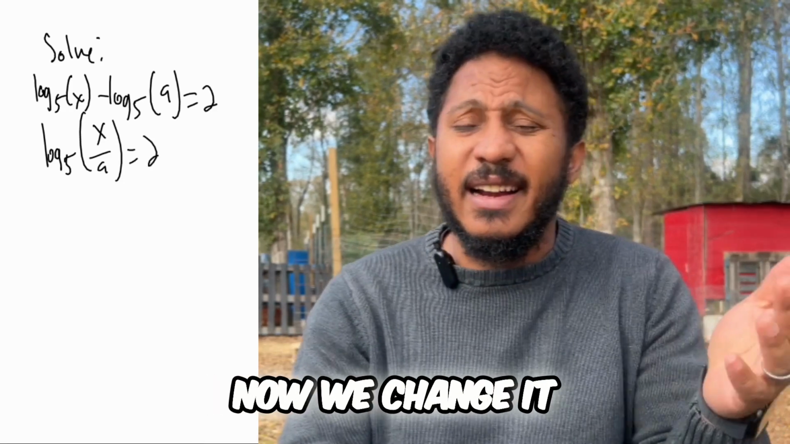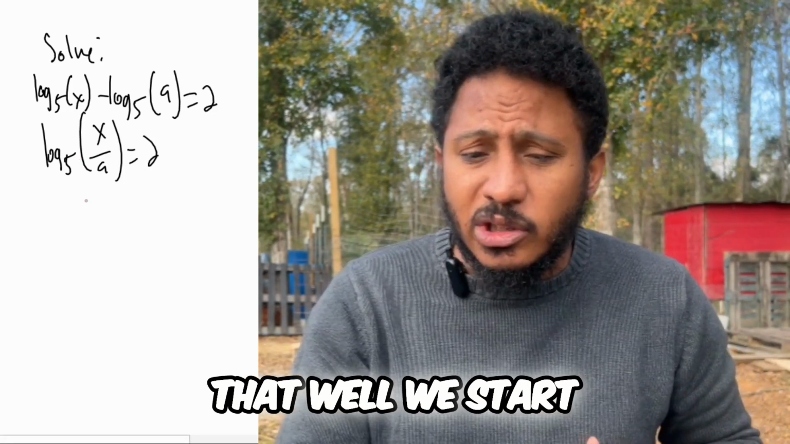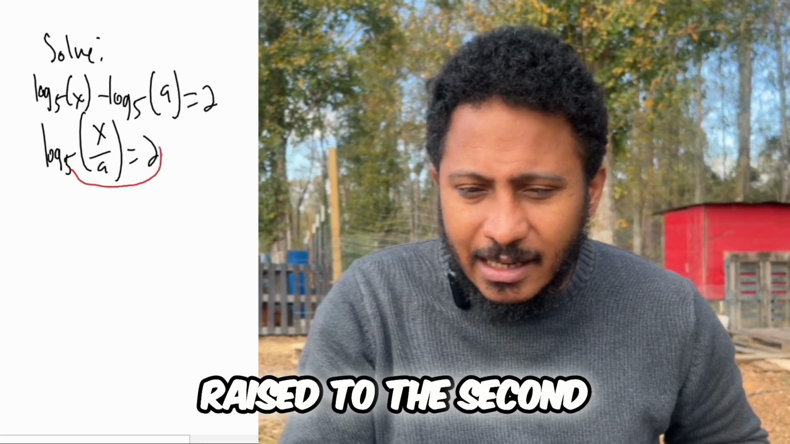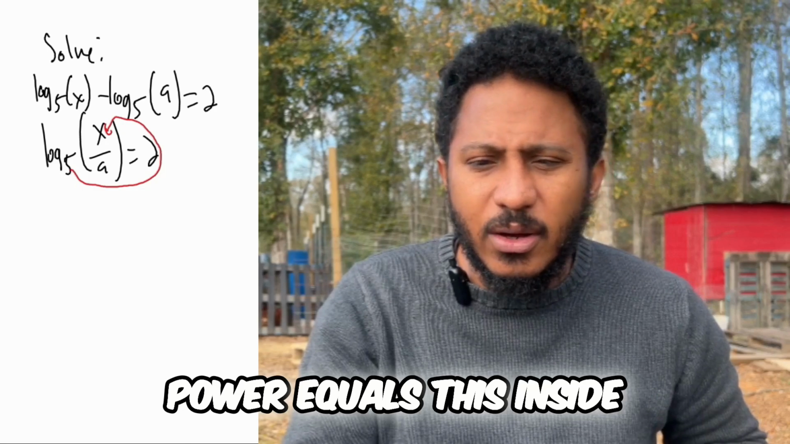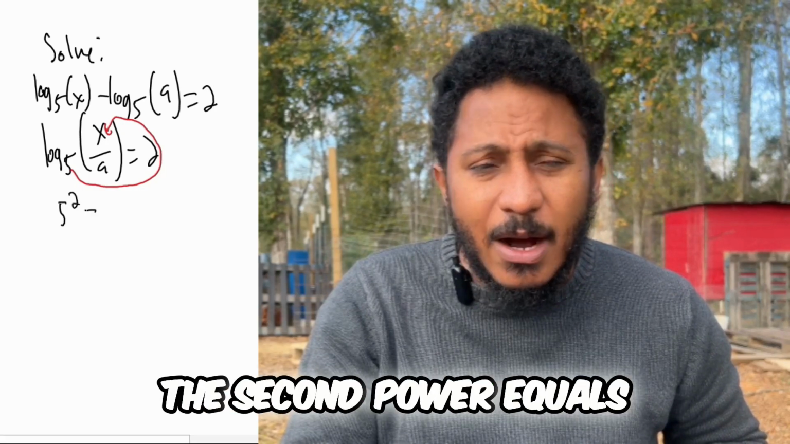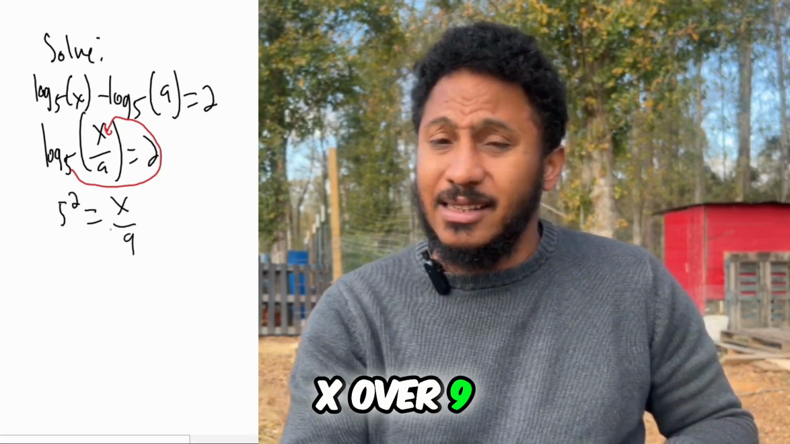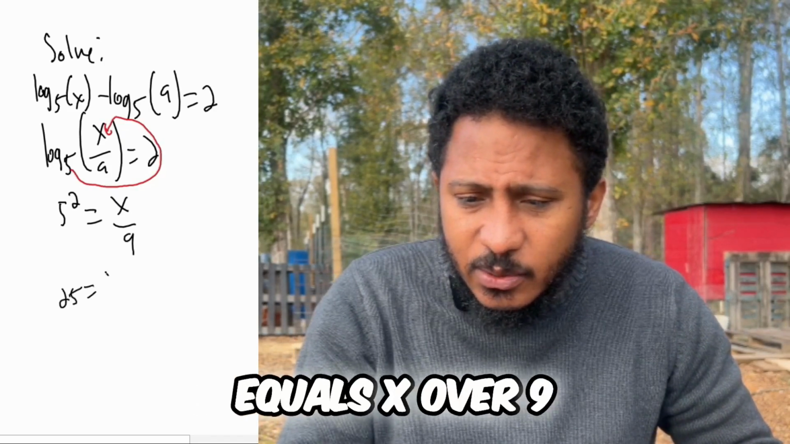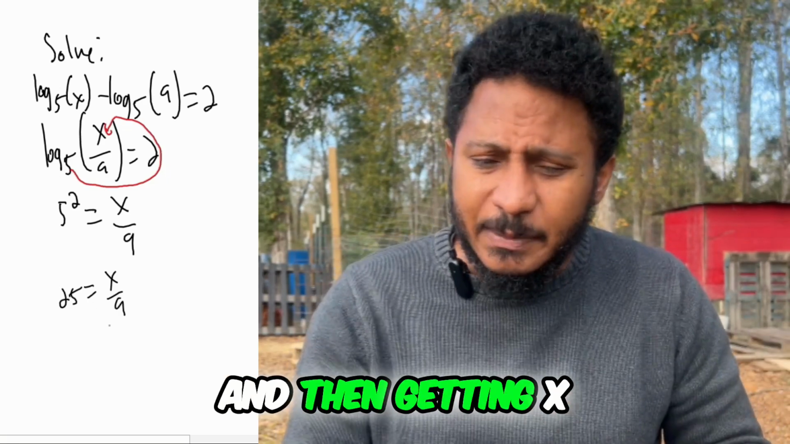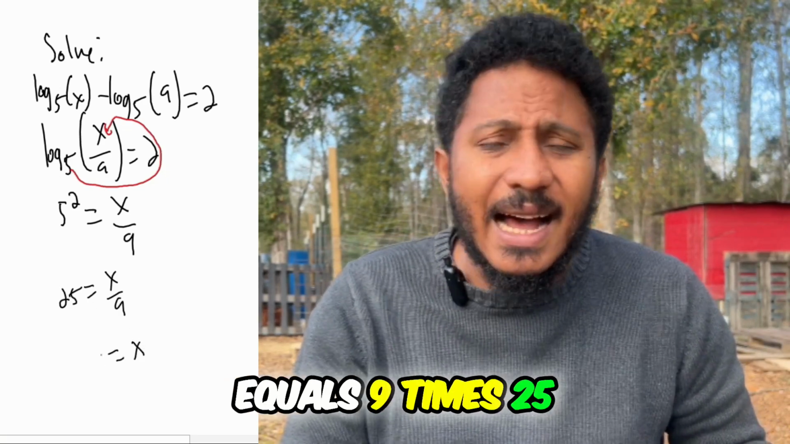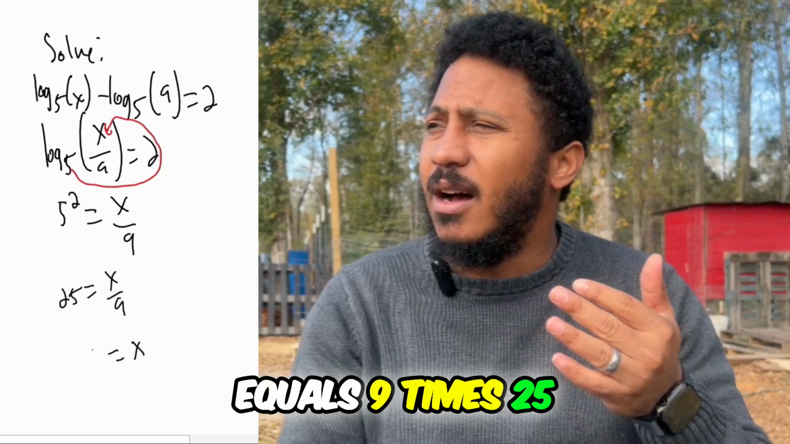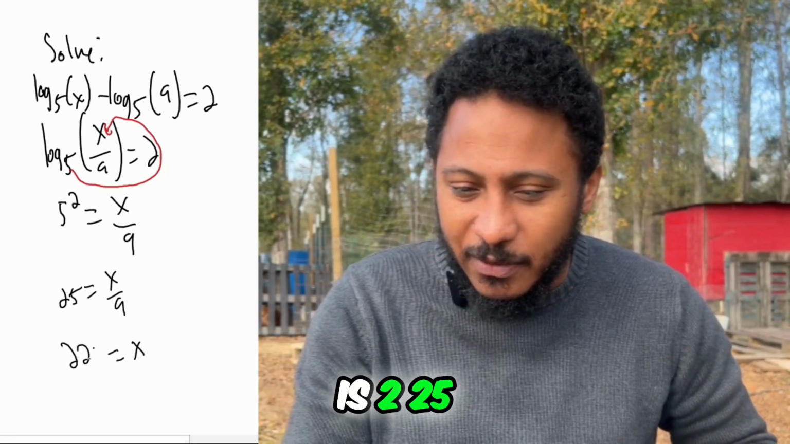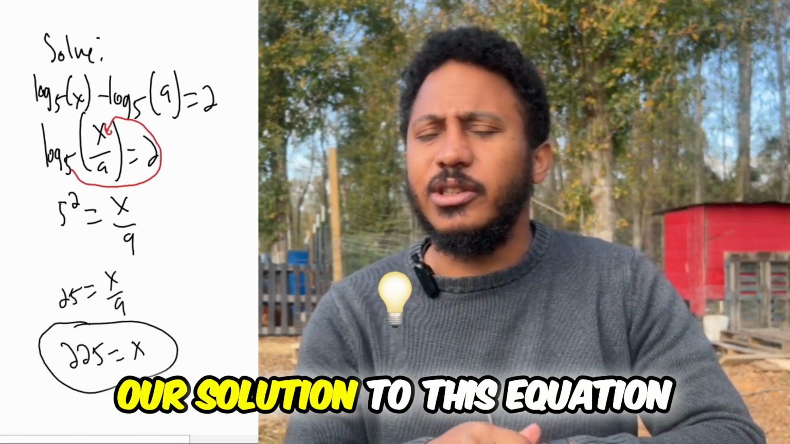And now we change it to an exponential equation. How do we do that? We start from the base and make this circular motion. So we say 5 raised to the second power equals this inside. So here that would be 5 raised to the second power equals x over 9. A much easier equation to solve now, right? Because 5 squared is just 25, so we get 25 equals x over 9. Then to get x by itself, multiply by 9, so x equals 9 times 25. 8 times 25, so 8 quarters is $2. So 9 times 25 is 225. That would be our solution to this equation.